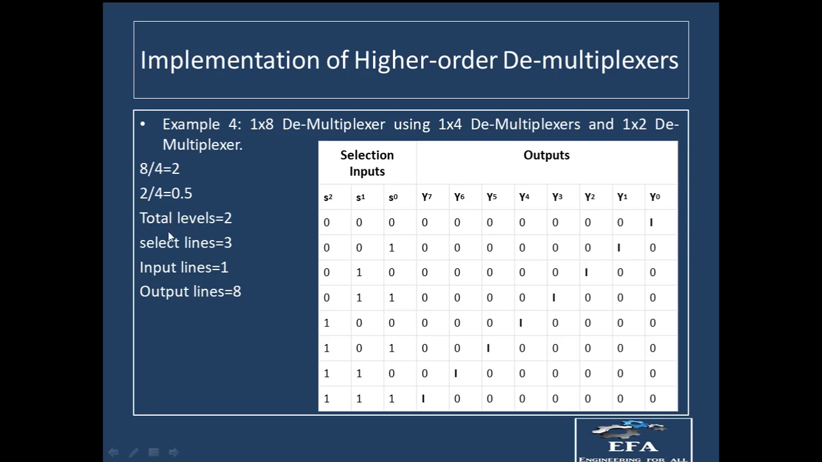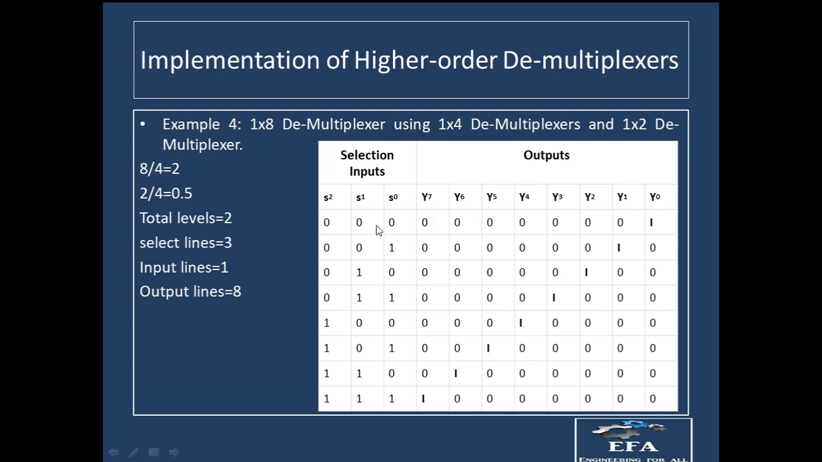So now we are having total levels equal to 2, and select lines will be equal to 3, because we have to implement 1 is to 8. So the input line will be a single one, and the output lines will be 8 in number. So when we talk about this type of demultiplexer, let us say we are having 3 select lines S2, S1 and S0, and output lines Y7, Y6, Y5, Y4, Y3, Y2, Y1 and Y0, or vice versa.